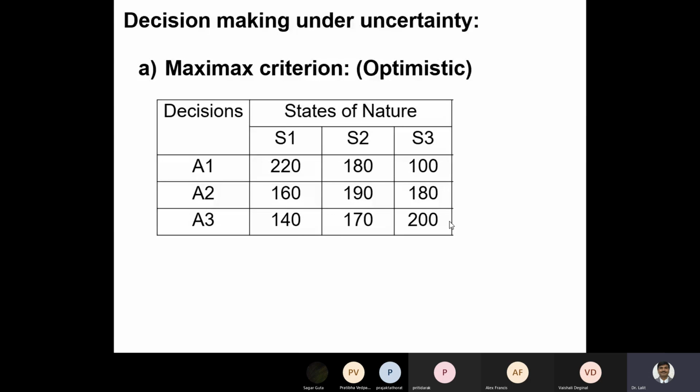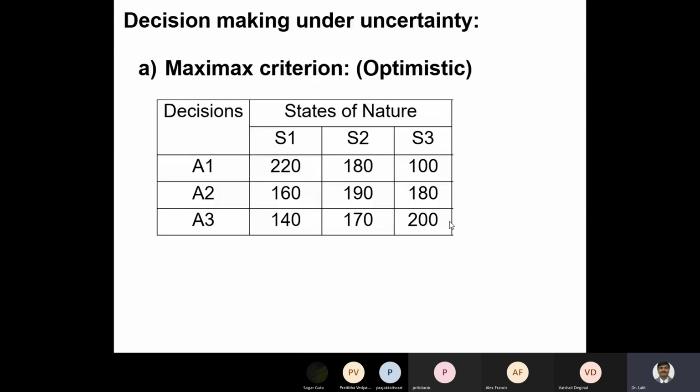For example, let's consider this example wherein we have three courses of action A1, A2, A3, and three states of nature, say S1, S2, and S3. Now, if the decision maker chooses A1, then the outcome or payoff depends on the state of nature. If the state of nature is S1, then the payoff or gain of the decision maker is 220 units. In case of S2 and S3, the gains are 180 and 100 respectively.